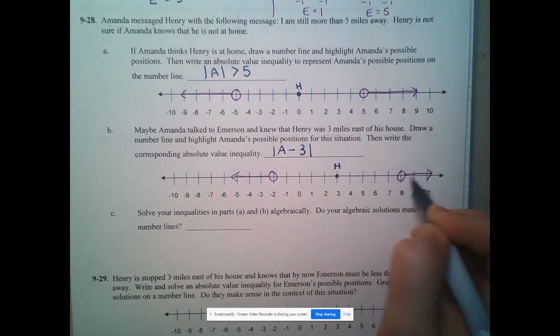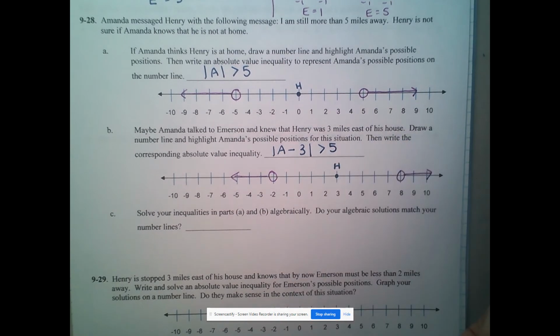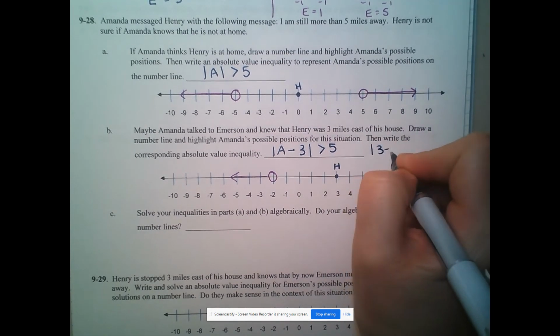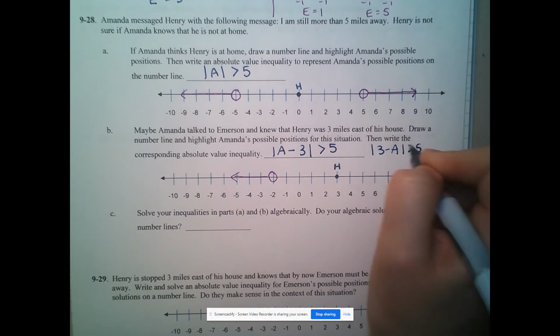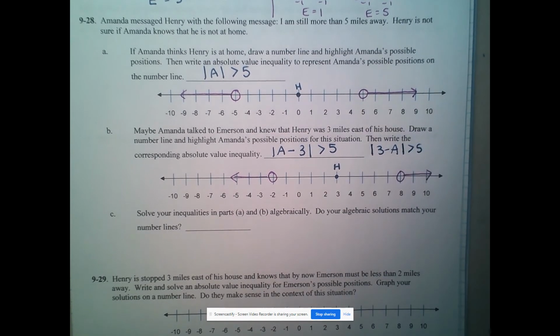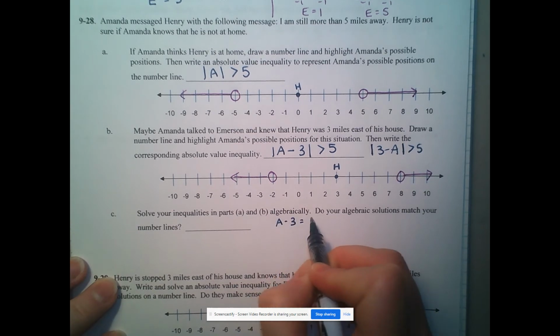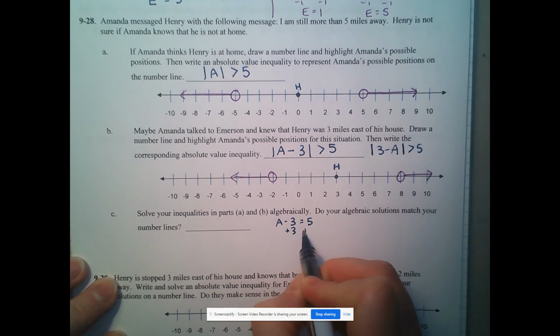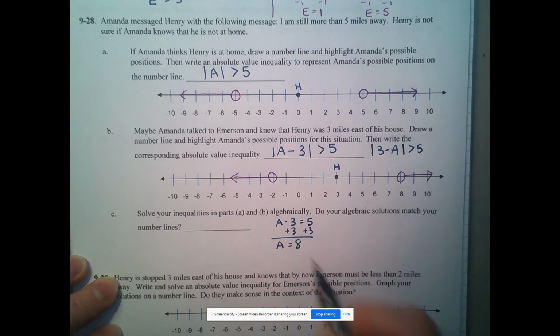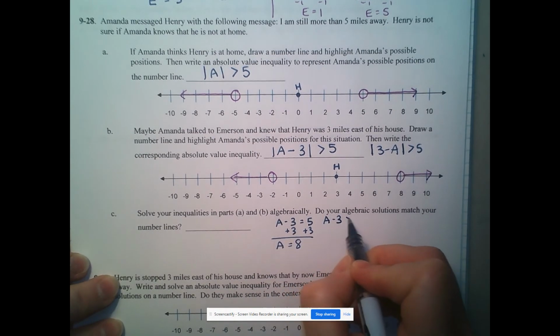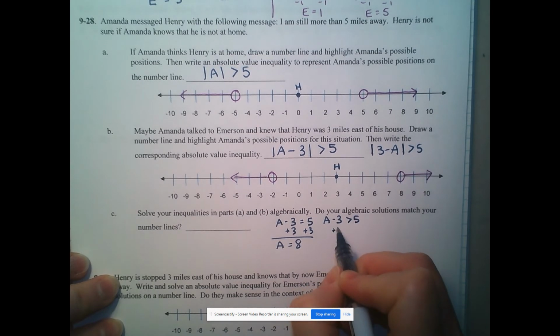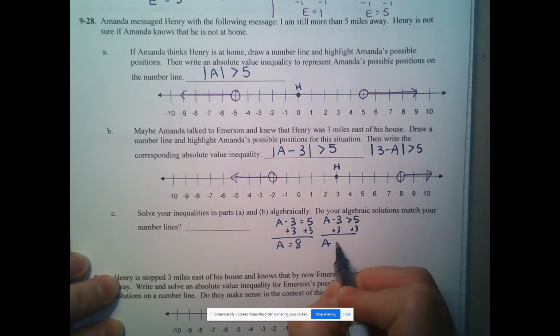And we know that she's more than 5 away. Now, we also could have done 3 minus a is greater than 5, and that would have worked in the other order as well. Now, if we solve the inequalities, do our algebraic solutions match our number line? So let's take a look. If we do a minus 3 equals 5, plus 3, we get a equals 8. So if I had done a minus 3 is greater than 5, plus 3, a is greater than 8.